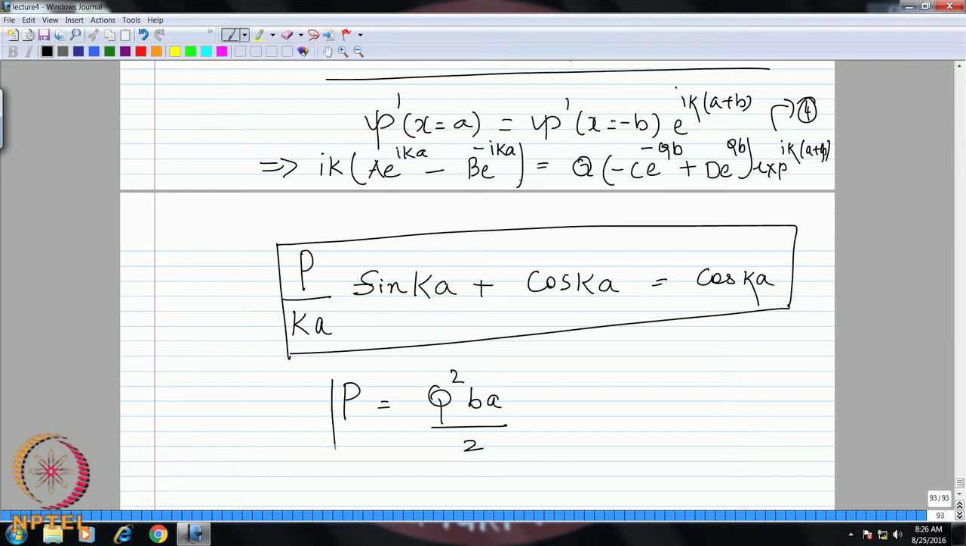Okay. So, I am just clubbing this wave vector q squared times b times A. b is basically the width of that barrier, A is the width of the well, right, divided by 2. So, this P is what is written here. So, you have a final equation, which you can solve for getting the wave vector k.